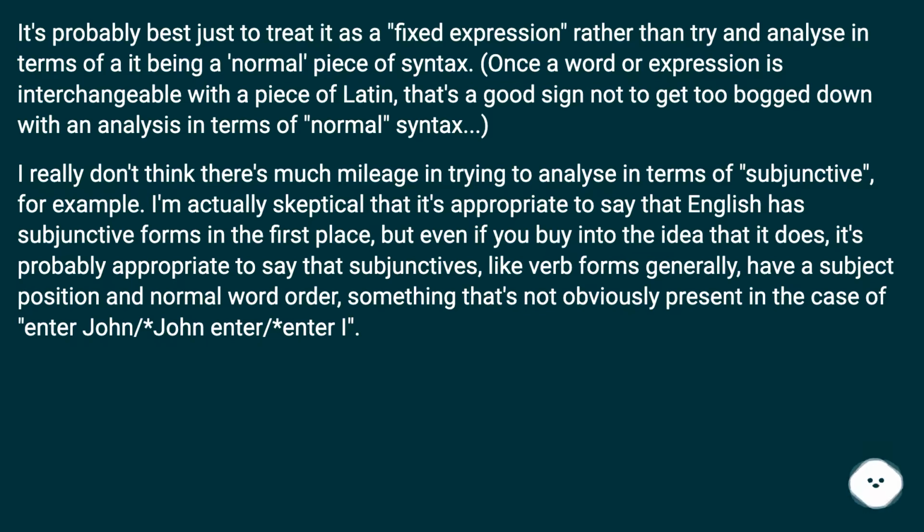I'm actually skeptical that it's appropriate to say that English has subjunctive forms in the first place, but even if you buy into the idea that it does, it's probably appropriate to say that subjunctives, like verb forms generally, have a subject position and normal word order, something that's not obviously present in the case of "enter John / John enter / enter I."